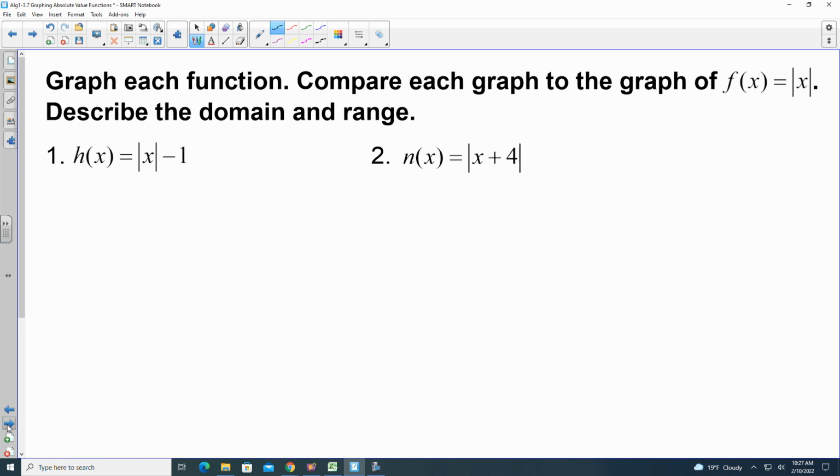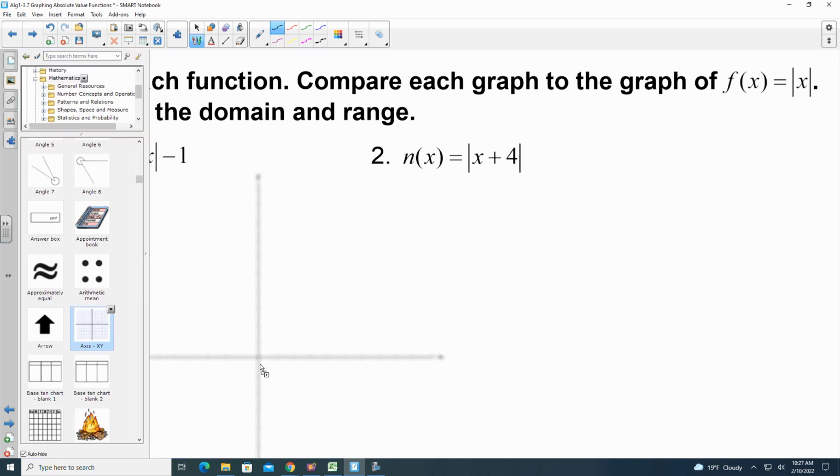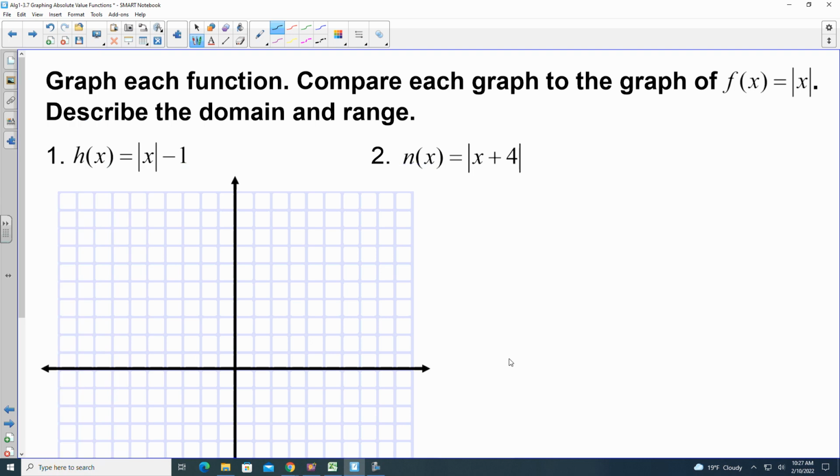Again, same idea, looking at trying to be able to graph these. Let's take a look at number 1, h of x is equal to the absolute value of x minus 1. What makes the inside of the absolute value 0 for x? It's just going to be 0. Well, if I took the absolute value of 0 and subtracted by 1, I get 0, comma, negative 1. So that's where that point gets plotted. So where I just plotted that, that's going to be my vertex.